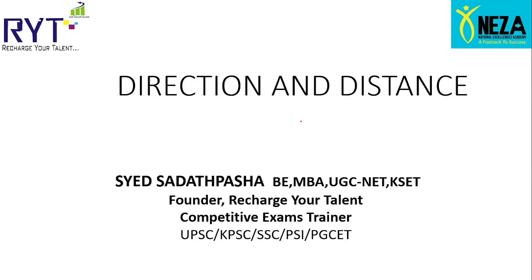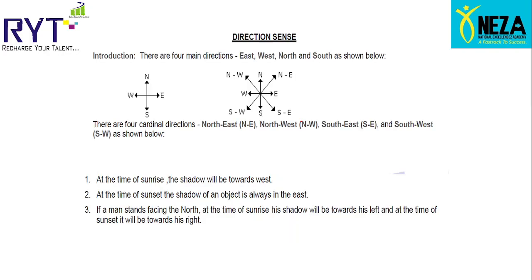Hello friends, in this video we will learn about the topic direction and distance. Let's try to understand the basic concept and then we will solve some questions as well. The basic thing that you should know about directions is the basic directions itself. For example, this side it is east, this is west, this is north, this is south. These are called the four main directions: east, west, north and south.